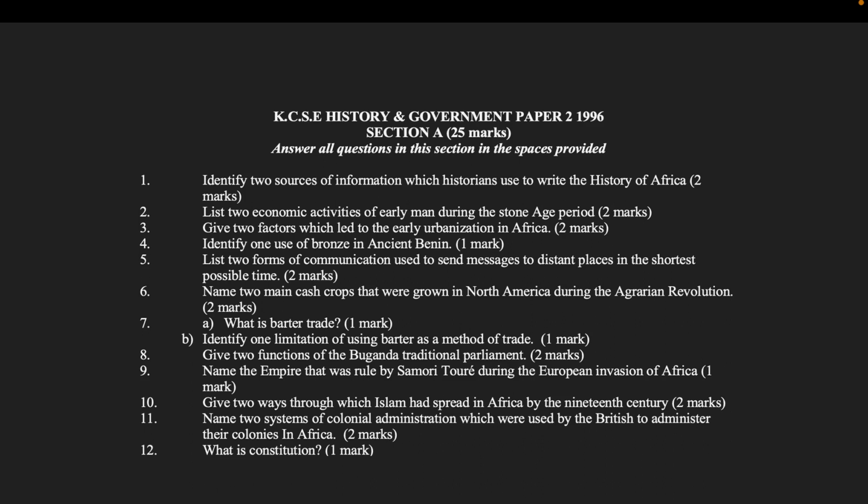Name the empire that was ruled by Samori Touré during the European invasion of Africa, 1 mark. Give two ways through which Islam had spread in Africa by the 19th century, 2 marks. Name two systems of colonial administration which were used by the British to administer their colonies in Africa, 2 marks. What is constitution? 1 mark.